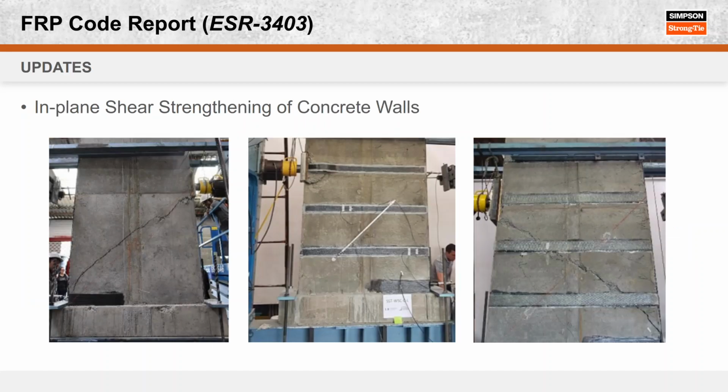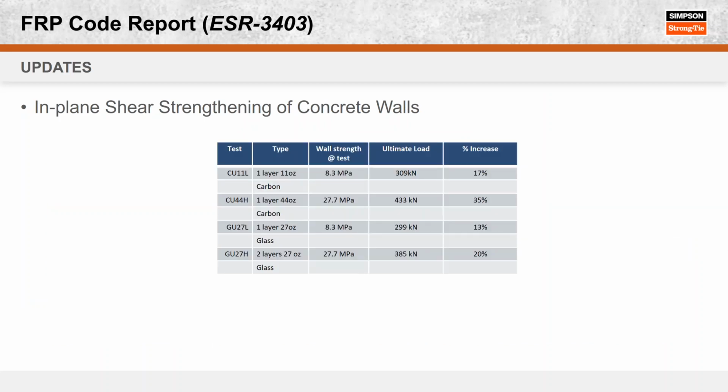So I showed these pictures already before, but in-plane shear strengthening of concrete walls, Miami oversaw the testing, but it was done at a university in the country of Colombia in South America. And hopefully soon we'll have anchored specimens as well. So these results were only a 13 to 35% increase in strength, but got us the ability to add this into our code report.